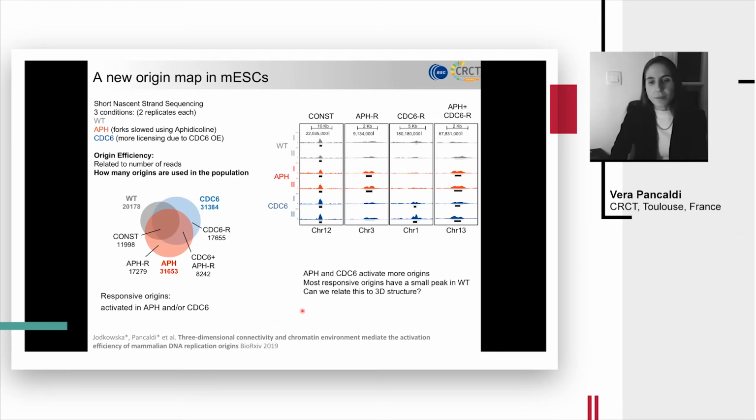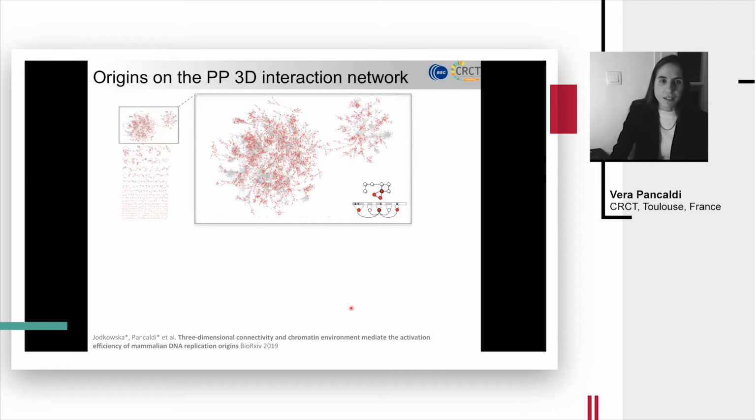So the question was, can we now relate all of this to 3D structure in concrete terms, meaning putting it as a projection on top of the promoter-promoter interaction network we have from mouse embryonic stem cells? Now I will focus on the promoter-promoter interaction network purely because origins are enriched in promoters, but I will come back to this later and show you that this is not limited to the promoter-promoter network. Here you have an idea of how we map the origin presence on top of fragments to be able to map origins on top of the network.